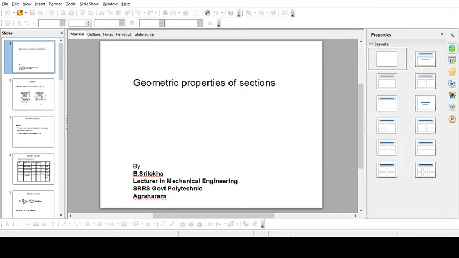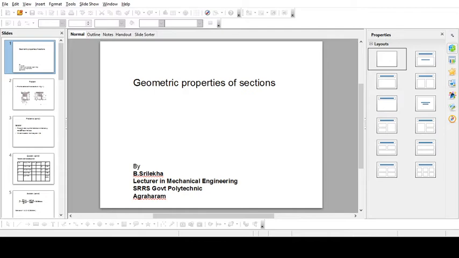So first we discussed center of gravity, right? The center of gravity is the point at which the whole weight of the body is supposed to act. Next, we discussed center of mass, the point at which the whole mass of the body is supposed to act.